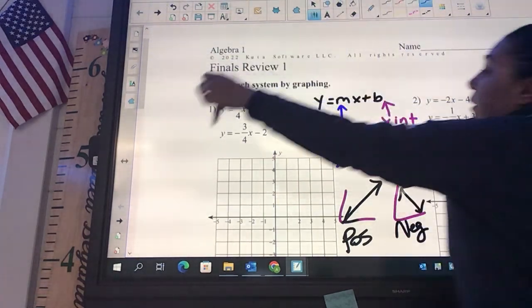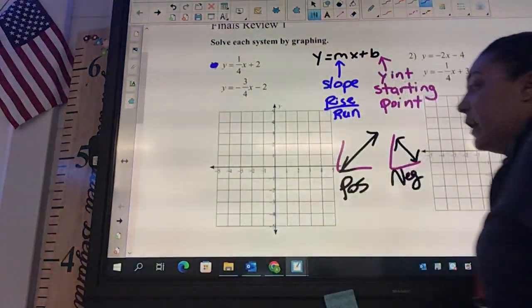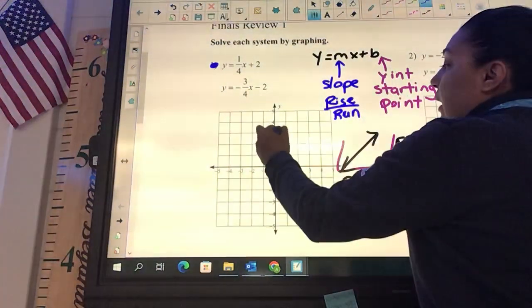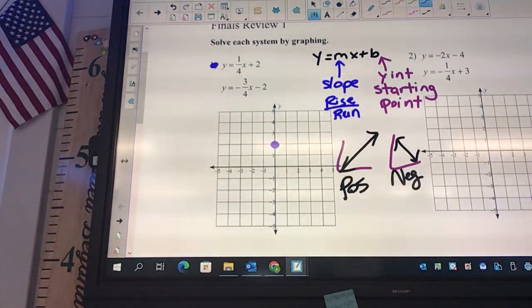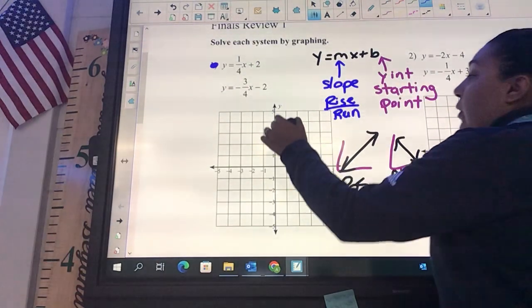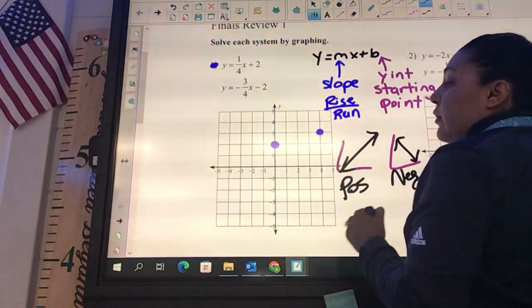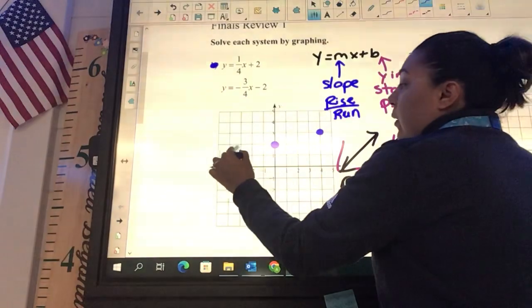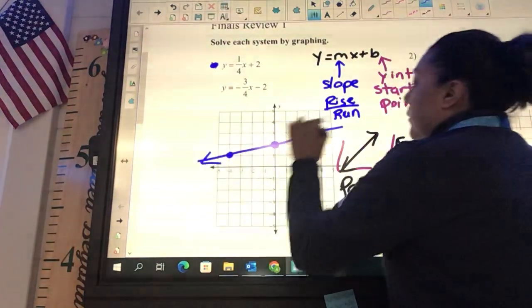Okay, so if we look at this first one, where does this first graph start? At 2. So you're going to go to the y line and put your point at 2. What is our slope? 1 over 4. So you're going to rise 1 and run 4. And we need a positive, so we're going to go up 1 over 4. Okay, and you can also go down 1 over 4. On the first line, you need to plot as many points as possible.